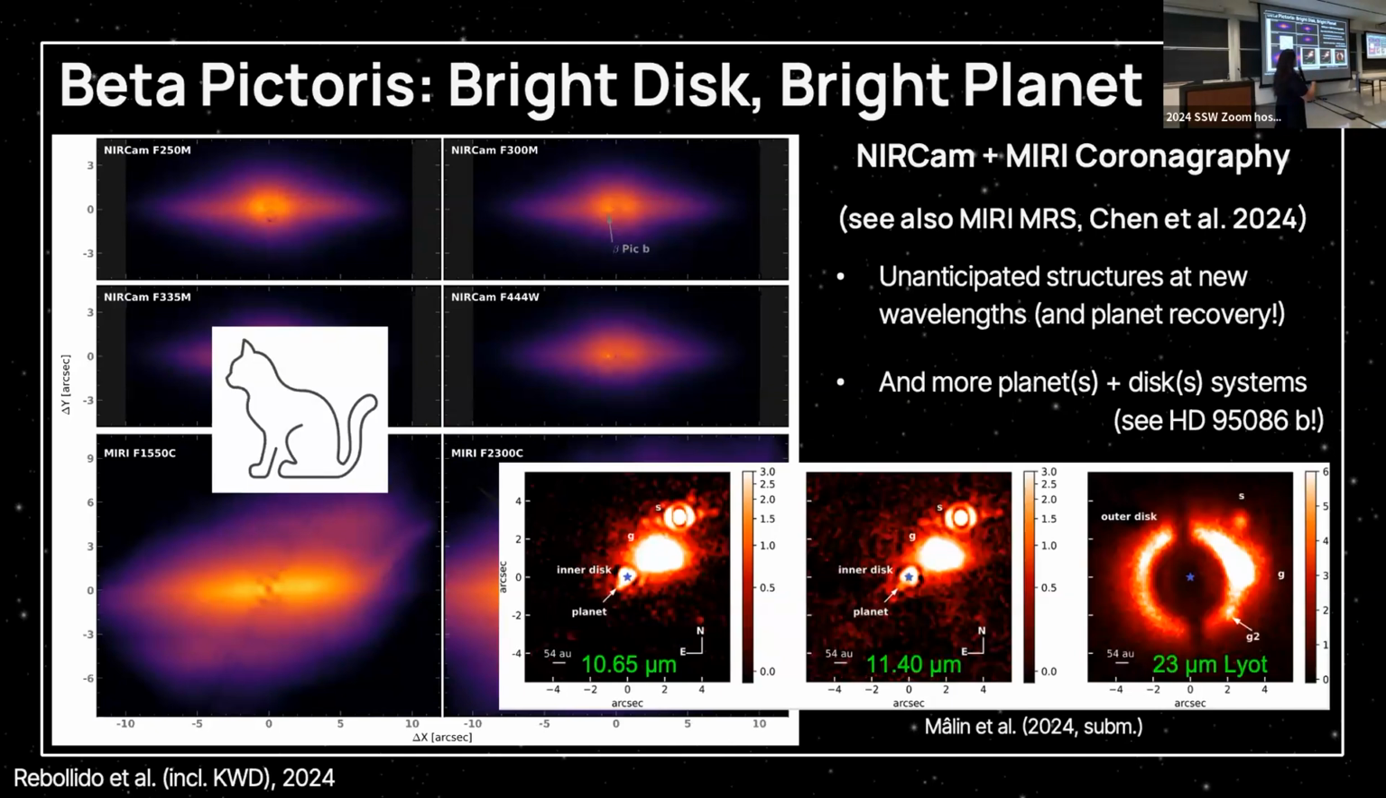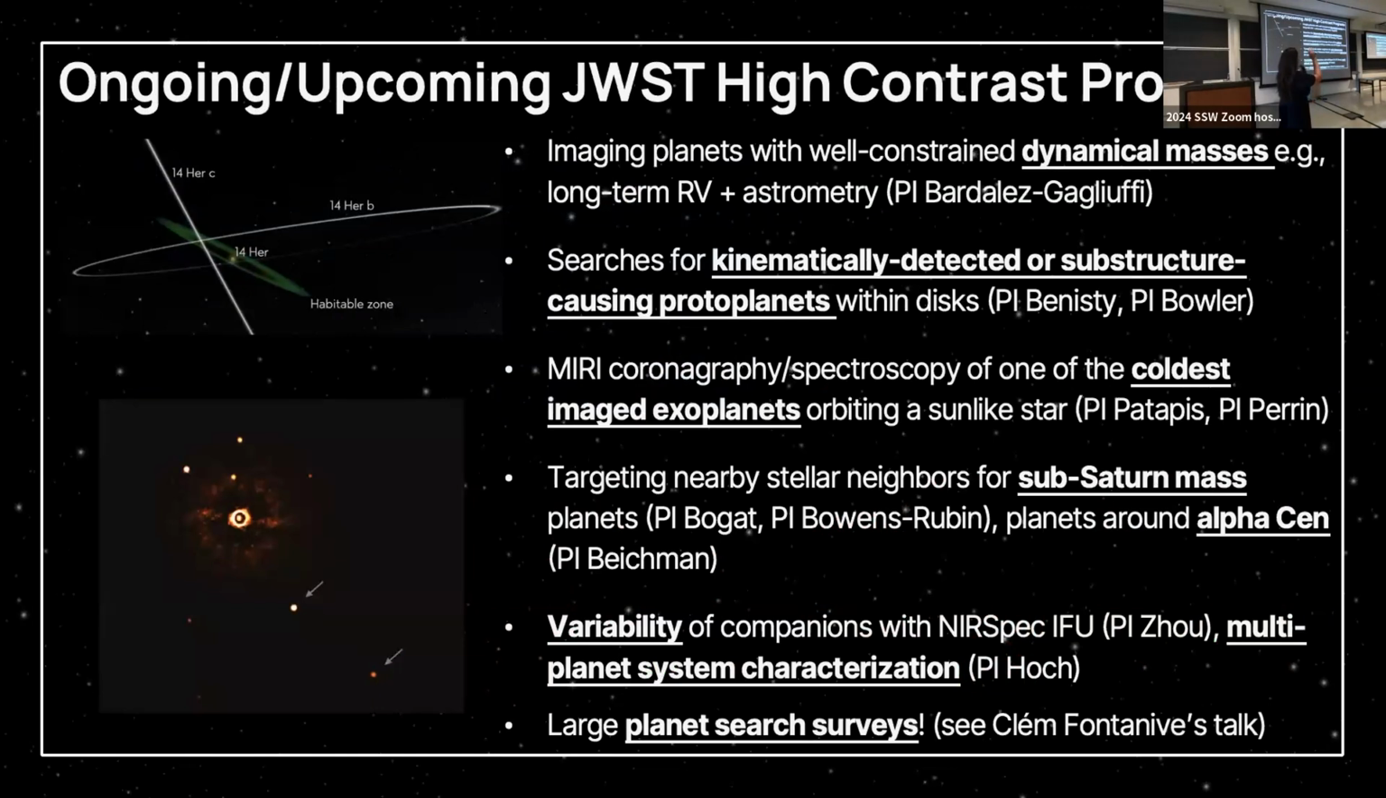I also point you to other really cool disk systems like HD 95086, where we can resolve the inner disk, see the planet, and also see the outer disk as well. This is a laundry list that I'm happy to talk about of all of the really exciting science that's about to come out: dynamical masses, protoplanets, atmospheres, sub-Saturn mass planets. Some of the PIs are in this room, so I encourage you to talk to them.